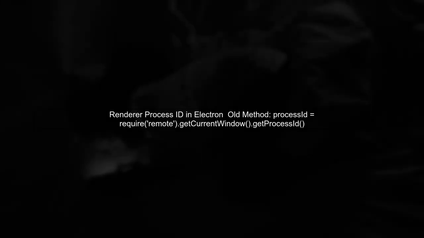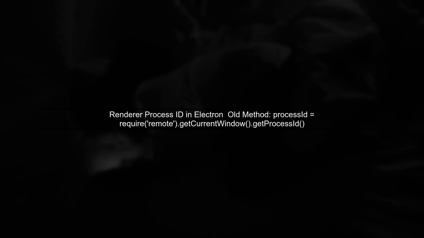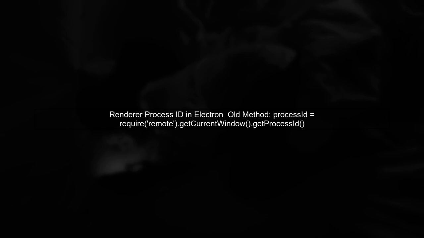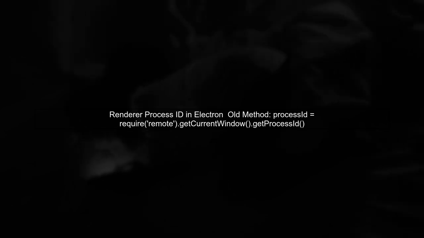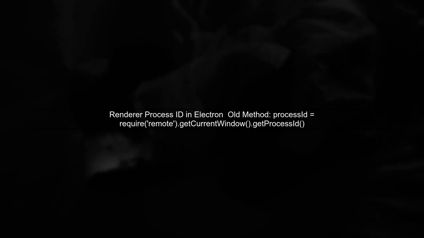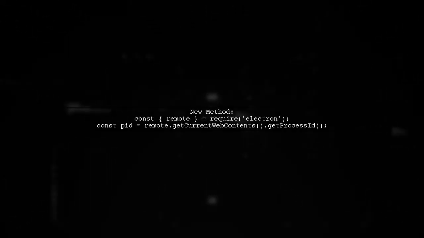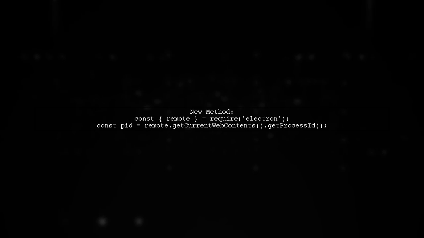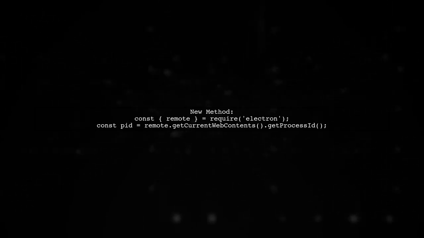In recent versions of Electron, the method to acquire the renderer process ID has changed. Previously, you could use the remote module to get the process ID. However, this method is no longer valid in versions 1.4x and above. So how can we retrieve the renderer process ID now? To get the renderer process ID in the latest versions, you can use the Web Contents API. Here's how you can do it.